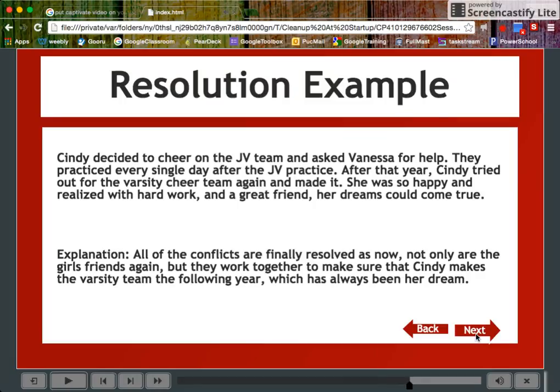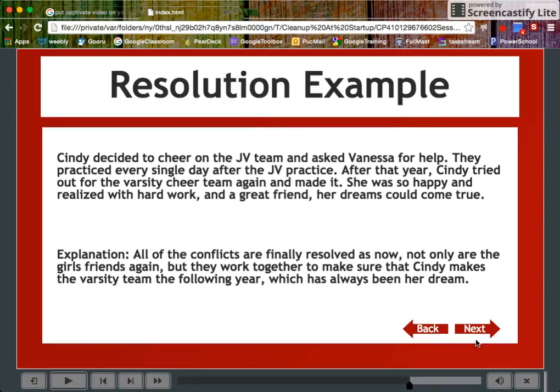Resolution example. Cindy decided to cheer on the JV team and asked Vanessa for help. They practiced every single day after the JV practice. After that year, Cindy tried out for the varsity cheer team again and made it. She was so happy and realized with hard work and a great friend, her dreams could come true.